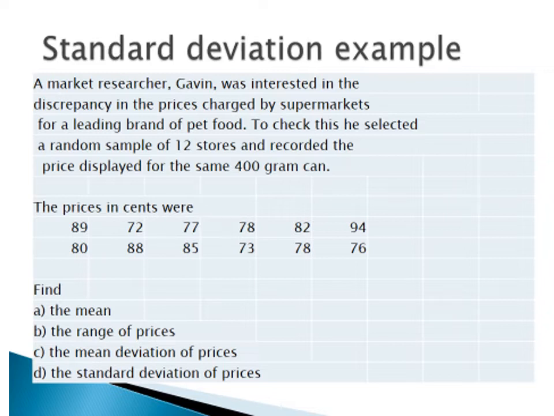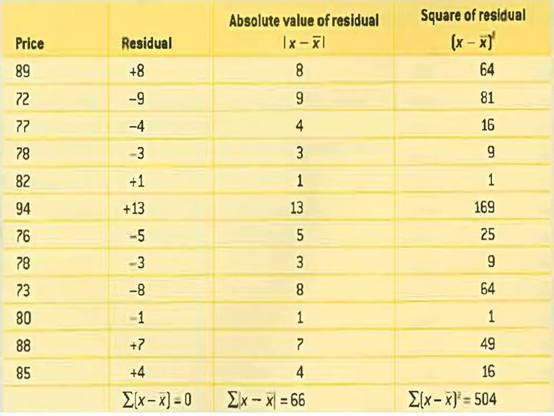First, we are going to find out our standard deviations regarding this data. We go for finding the mean, the range of prices, the mean deviation of prices, and the standard deviation of the prices, which we want to know about, from the data we have already received from the market. Here you can find out a residual value of the data.